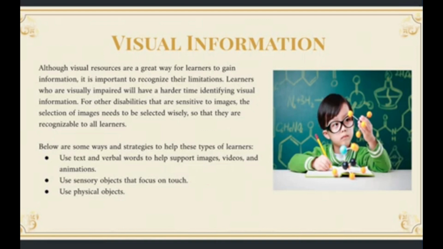To give learners visual information, although visual resources are a great way for learners to gain information, it's important to recognize their limitations. Learners who are visually impaired will have a harder time identifying visual information. For other disabilities that are sensitive to images, the images need to be selected wisely so that they can recognize them. This can happen by using text and verbal words to help support images, videos, and animation. Also using sensory objects that focus around touch for the learners, and using physical objects as well.